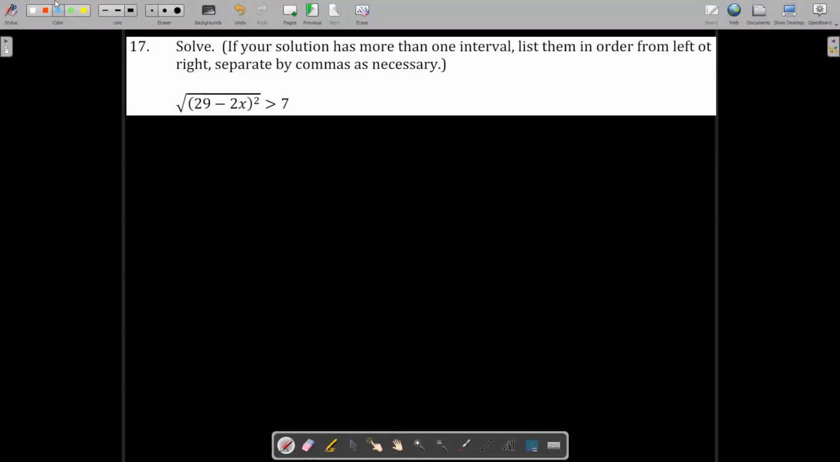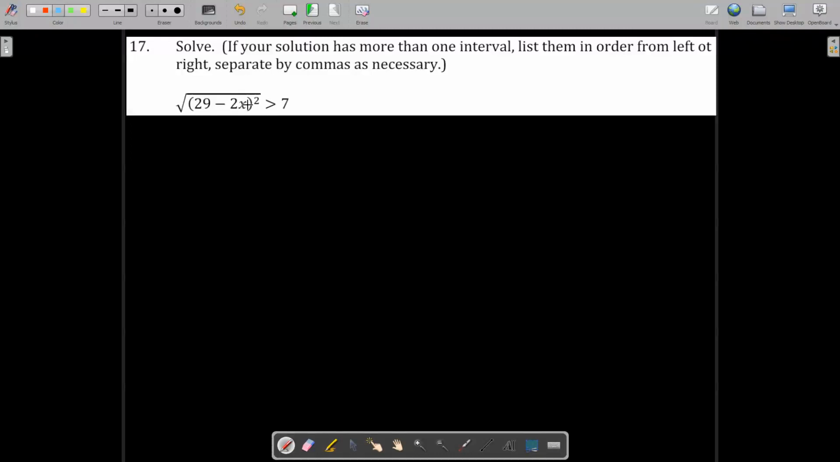Hello, number 17, solve. If your solution has more than one interval, list them in order from left to right. Separate by commas as necessary. That won't be necessary. We'll just write it in inequality notation or interval notation. It's whatever. But this is a very straightforward problem. There's one part of this that seems a little tricky, but it's still not too bad.